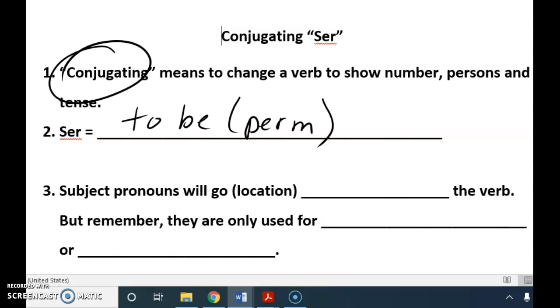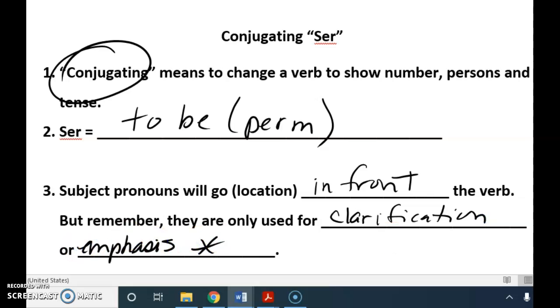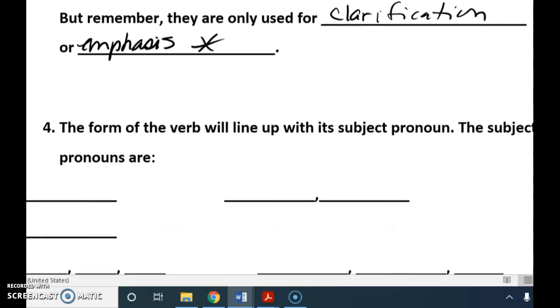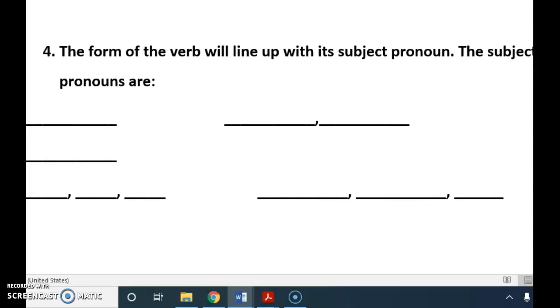Okay, so let's review a little bit. Subject pronouns will go in front of the verb. But remember, like we talked about yesterday, they're used for emphasis. Or we've only used them for emphasis. Today we're going to talk about clarification too. So the form of the verb will line up with the subject. So think about it as two transparencies and you lay them on top of each other and they can only line up with a certain one.